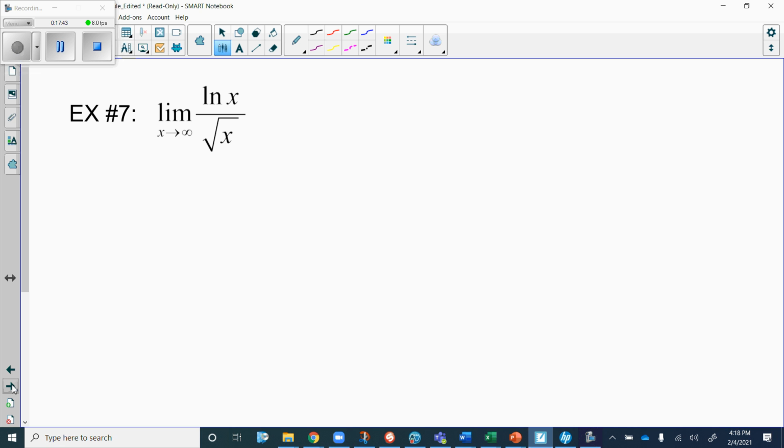And here's the last one that I want you to try working independently for now. So go ahead and pause the video on this one and try finding the limit of this particular function. And when you're ready, hit play and check your work with mine.